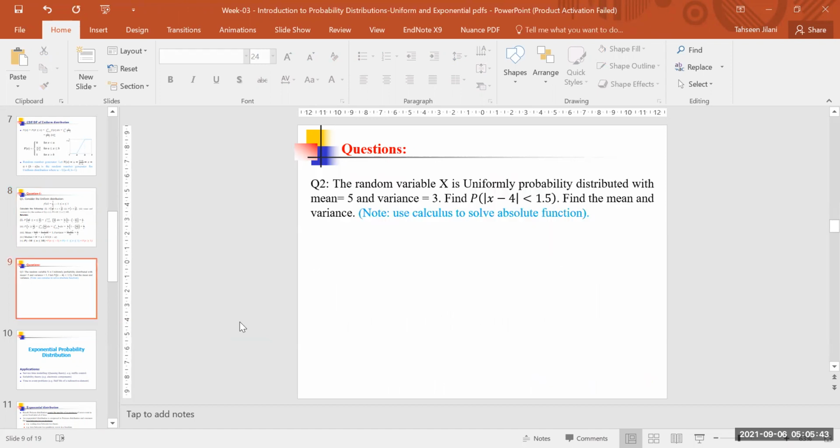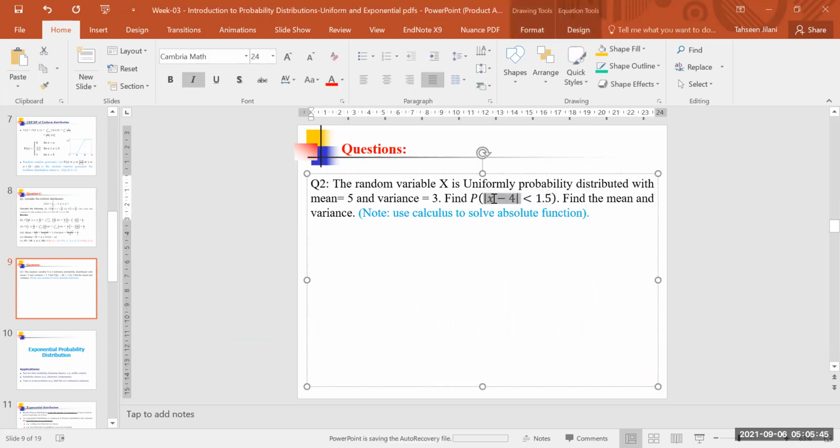Okay, so you know how to resolve absolute functions. For example, if the absolute value of x equals 1, then x will be from -1 to +1. So you will use your first semester calculus.